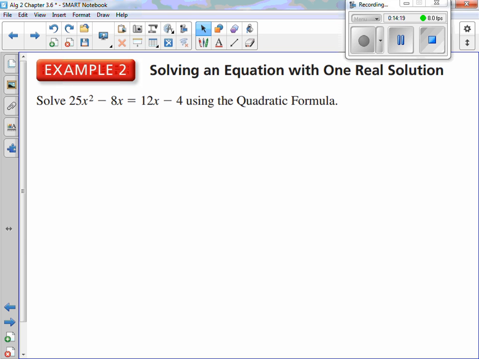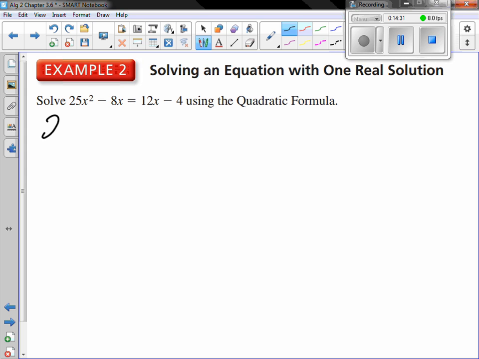Solve 25x squared minus 8x is equal to 12x minus 4. We want to solve this here. So the first thing we need is this equation that needs to be equal to what? 0. Well, it's not equal to 0, is it? So we need to get it equal to 0. So what do we need to do first?